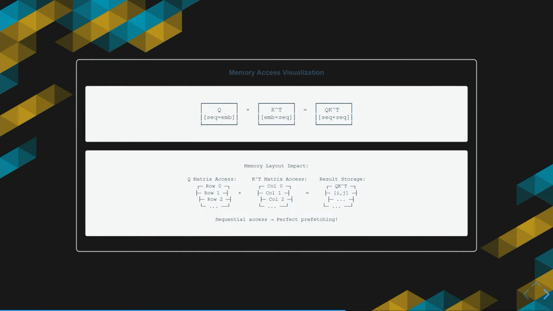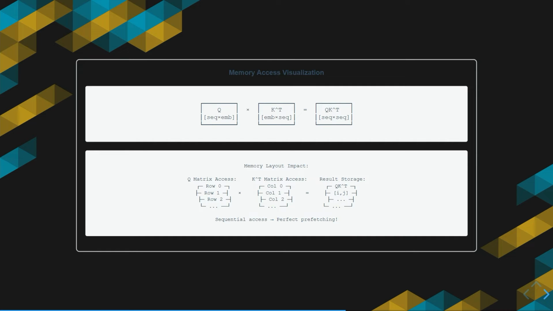Now the visualization makes the benefits even clearer. We multiply the Q matrix by the K transpose matrix to get our QK transpose. Because of our layout, the memory access pattern is perfectly sequential. We access row 0 of Q, then column 0 of K transpose, then row 1 of Q, then the column of K transpose, and so on. And this is the ideal scenario for the hardware.